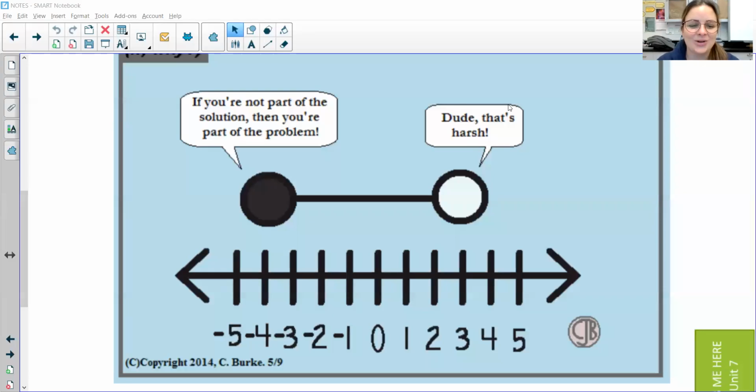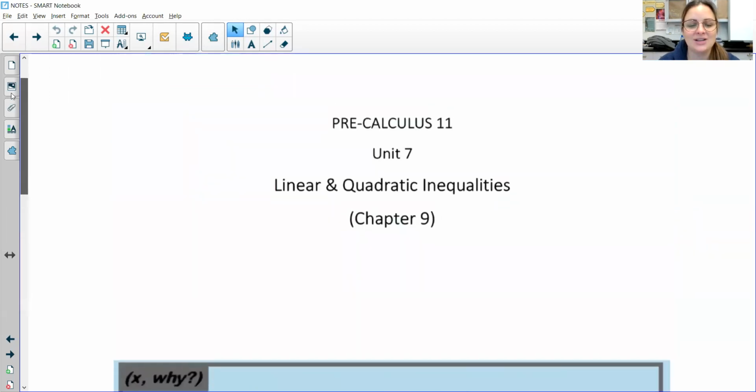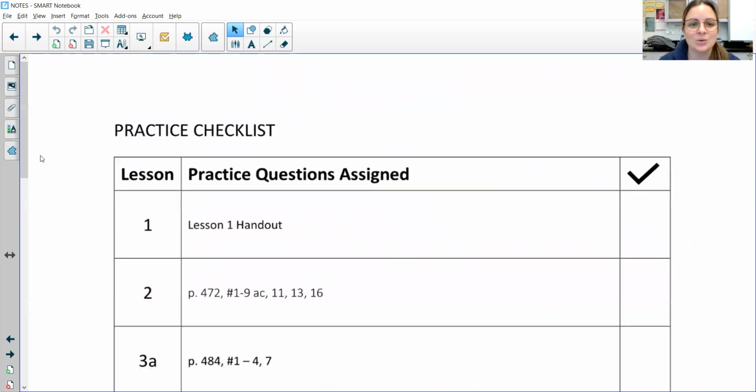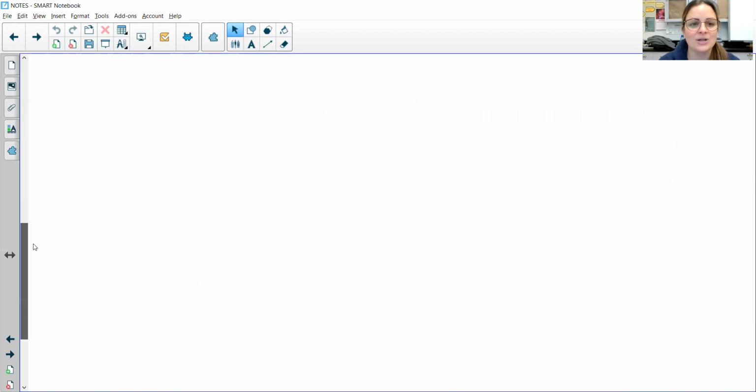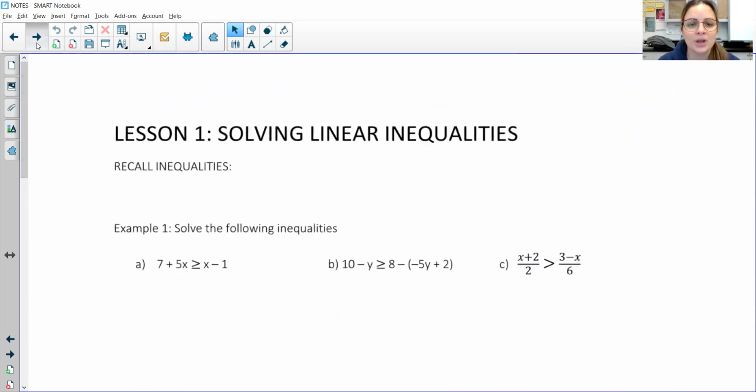Hello, students, and welcome to our lesson on inequality. This is Unit 7, Linear and Quadratic Inequalities, and we're going to do Lesson 1 today. Just a reminder, there's always that checklist of practice work. If you have any questions, let me know.